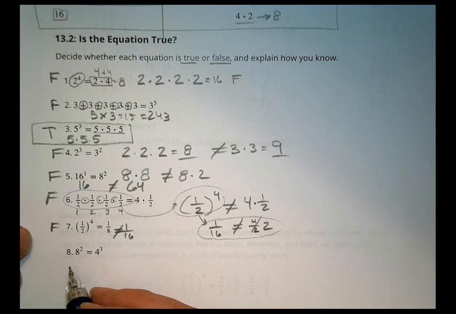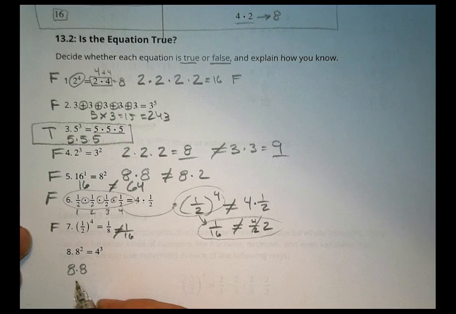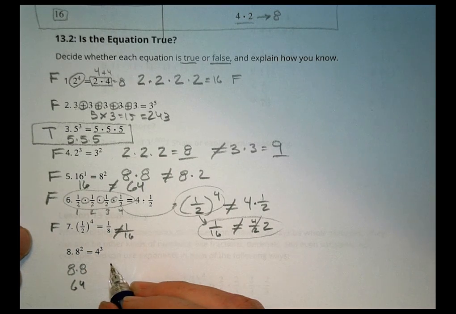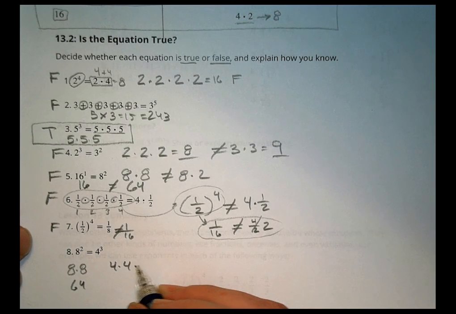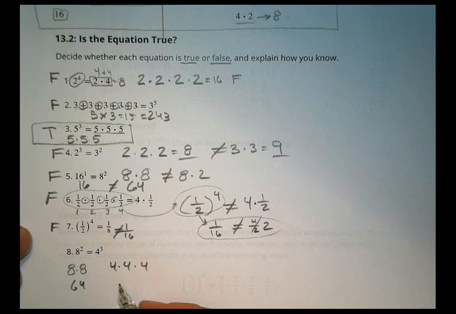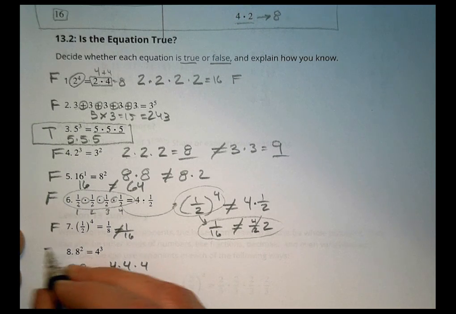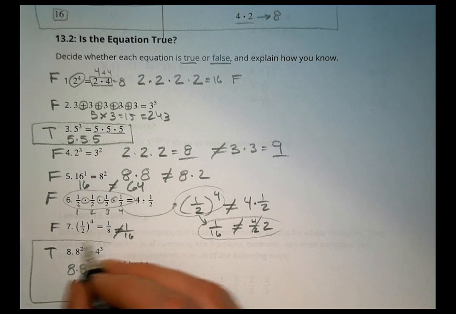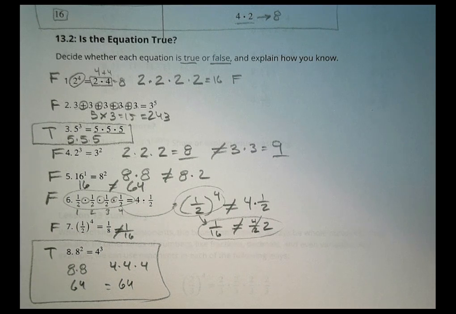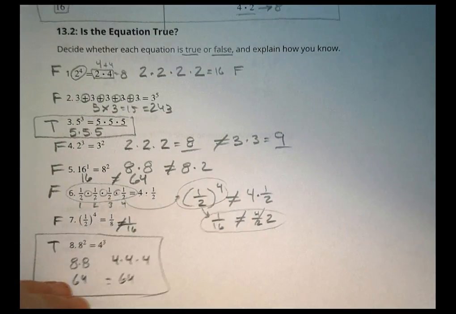Now look at this one. We have 8 squared. 8 times 8, which is 64. Here we have 4 to the third, and 4 times 4 is 16, and 16 times 4 is 64. This is actually a true statement. So of all those, we have 2 true and a whole bunch of false. All right, exciting. So just good practice here is what we're doing today.